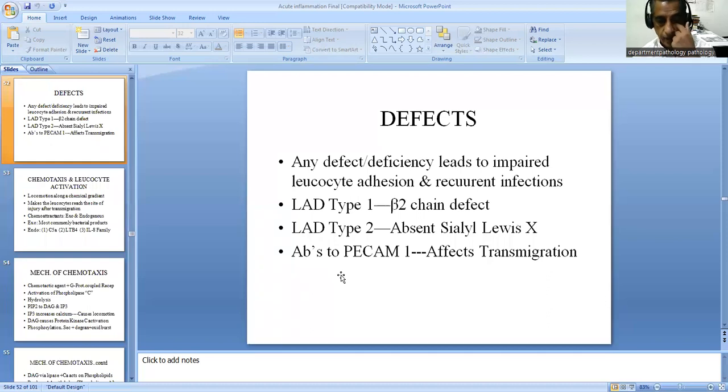Now there can be some defects in this finely orchestrated chain of events. So it can lead to impaired leukocyte adhesion and subsequently impaired mounting of the inflammatory response and subsequently to recurrent infections. Some of them which have been documented are LAD type 1, leukocyte adhesion deficiency type 1, in which there is a beta 2 chain defect. LAD type 2, in which there is absent sialyl Lewis X, so no glycoprotein and selectin binding will take place, so there will be no rolling. Then antibodies to PCAM1 affect transmigration, because PCAM1 is involved in the transmigratory process.